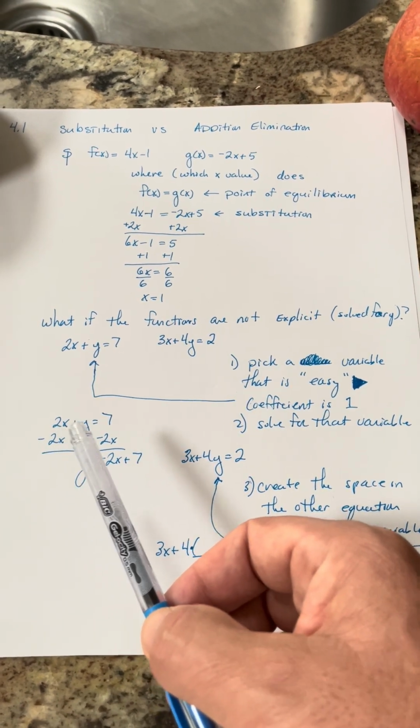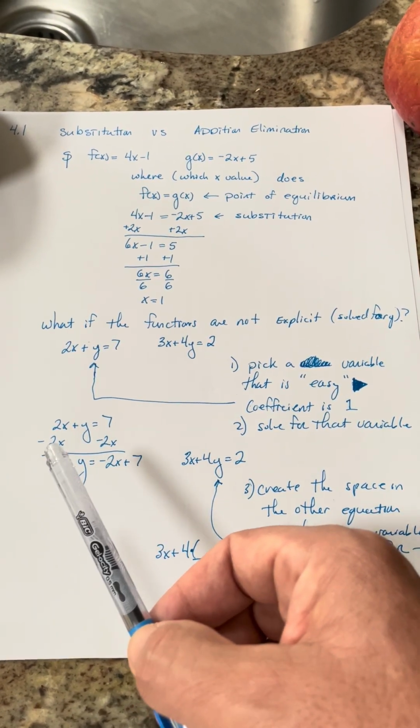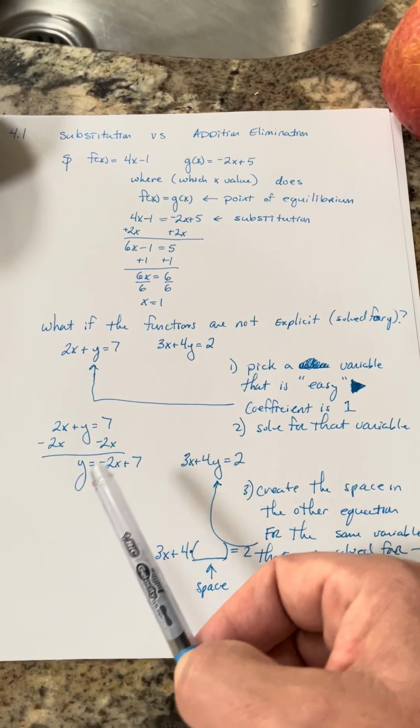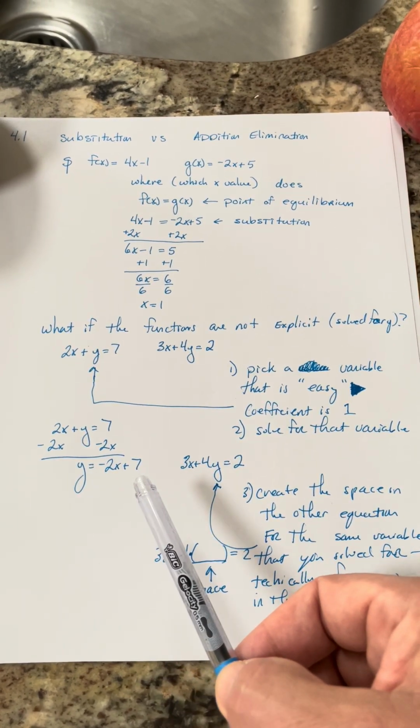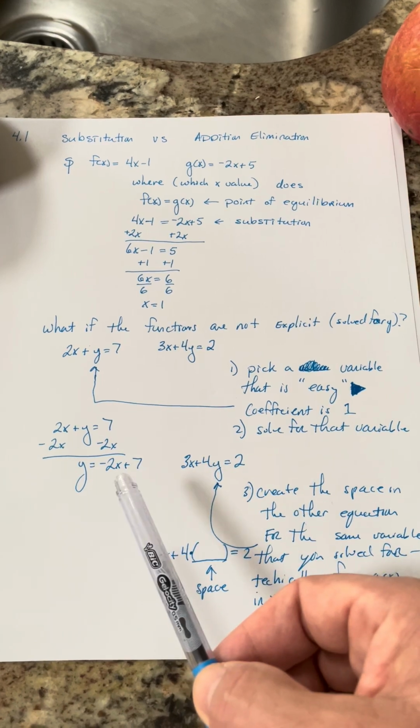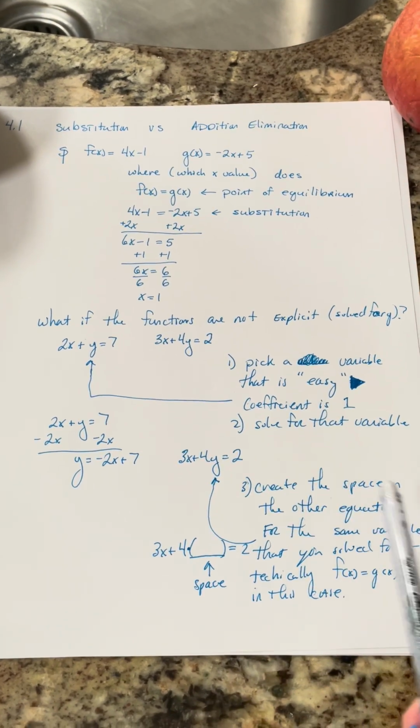Here we go. We have 2x plus y is equal to 7. We're going to subtract 2x and get y is equal to negative 2x plus 7. We cannot combine these because they're not like terms.